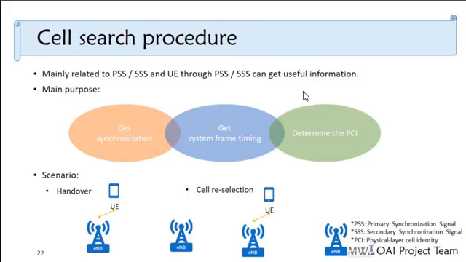In the cell search procedure, there are two pieces of information. One is PSS and SSS, and I will explain what they are doing on the next page. The main purpose is to get synchronization and get the system frame timing. It's like a start time, and to determine the PCI. PCI means the physical layer cell identity.